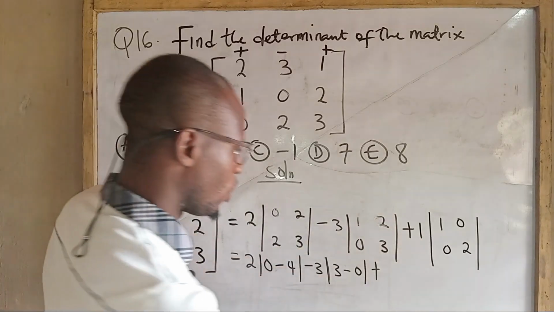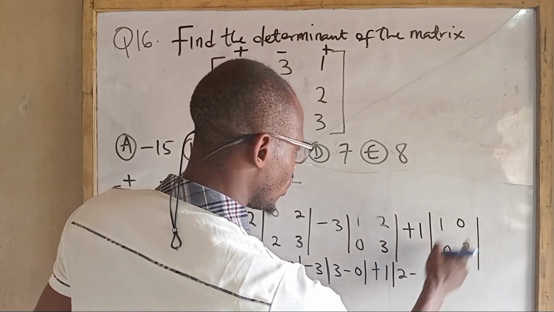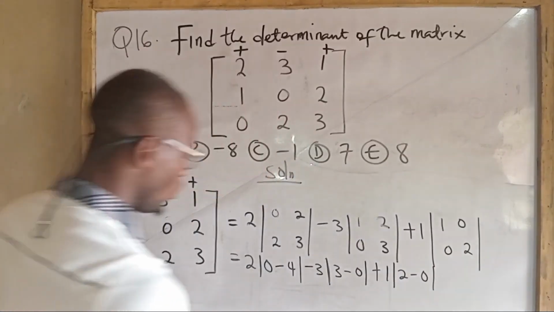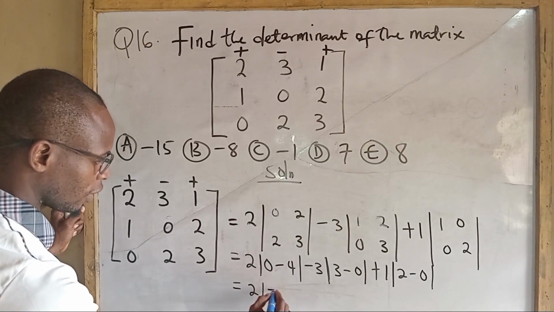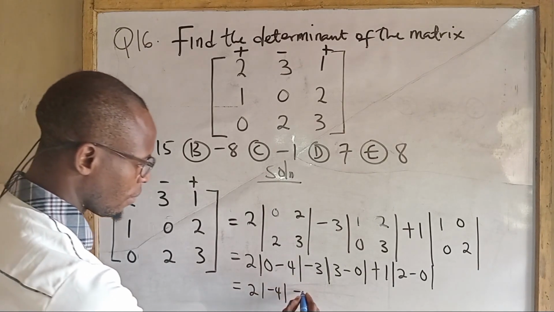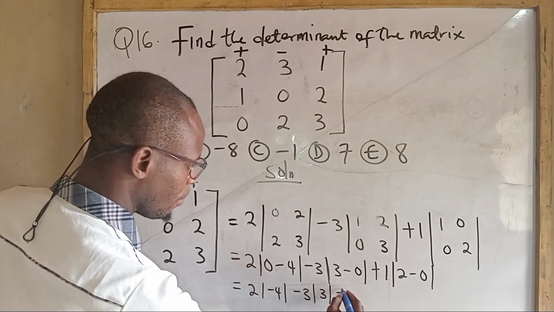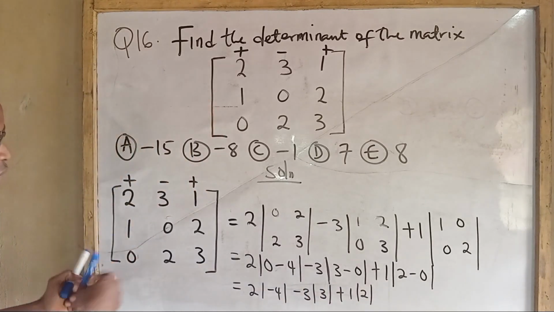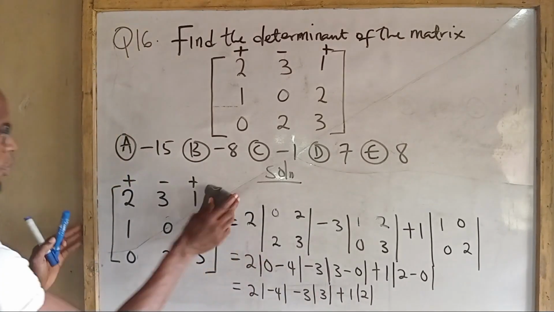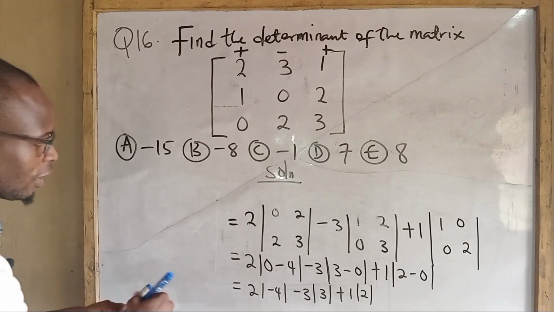Plus the next one, which is what? 1 bracket. 2 times 1 gives what? 2. Minus 0 times 0 is what? 0. So if you look at what we have here, we are left with what? 2 bracket minus 4, minus 3 bracket 3, plus 1 bracket 2. So I will need to wipe off this part. I'm done with this.